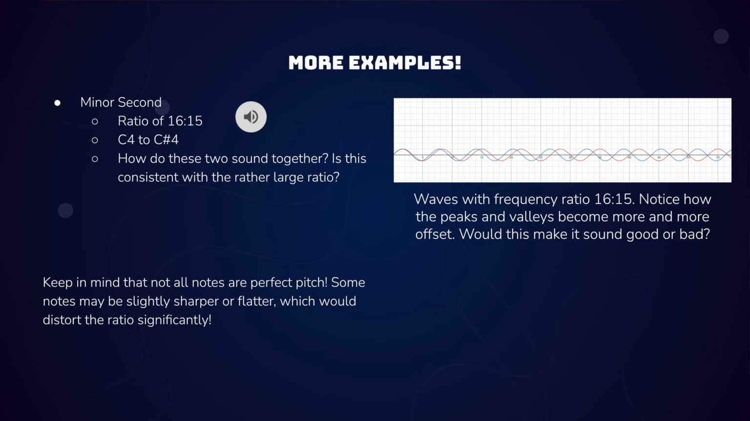Now, looking at the graph to the right, we see that the waves over time, the peaks and valleys of the waves become more and more offset, as you can see in the graph. And because of this, we can see that this makes the notes sound more and more clashy together instead of syncing with each other. Now, keep in mind that not all notes are perfect pitch. Some notes may be slightly sharper or flatter, which would also distort the ratios of the notes significantly.